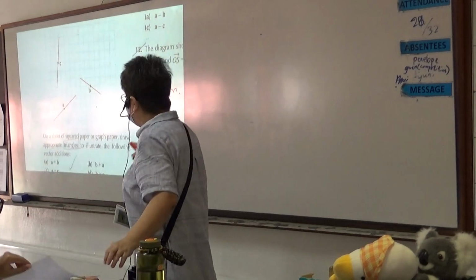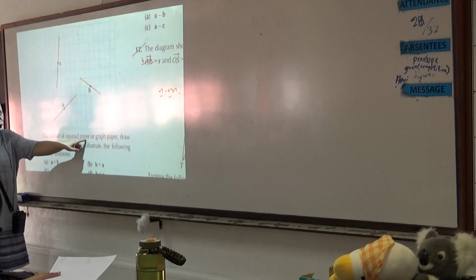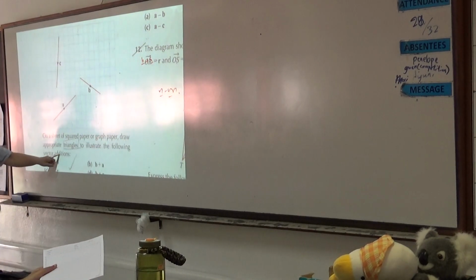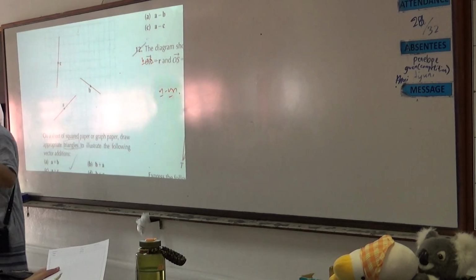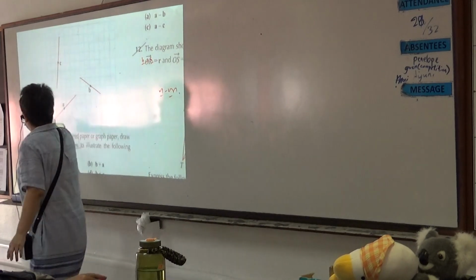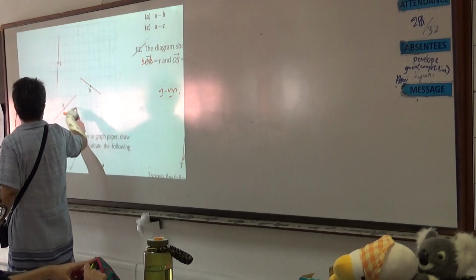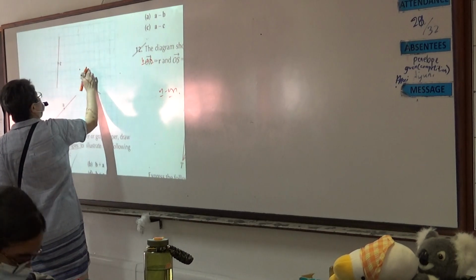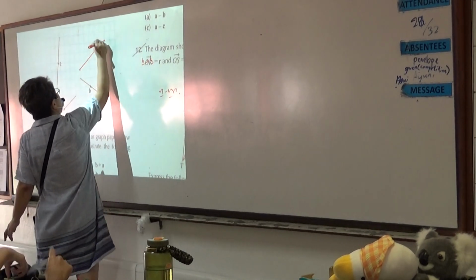Now, I want you to look at this particular question. On a sheet of squared paper, draw appropriate triangles to illustrate the following vector additions, A plus B. Now, I'm going to show you how I do A plus B. All of you look up. You need to draw A, B, C. Now, A is like that. So, we count 1, 2, 3, 4, 5, 1, 2, 3. So this will be my A.